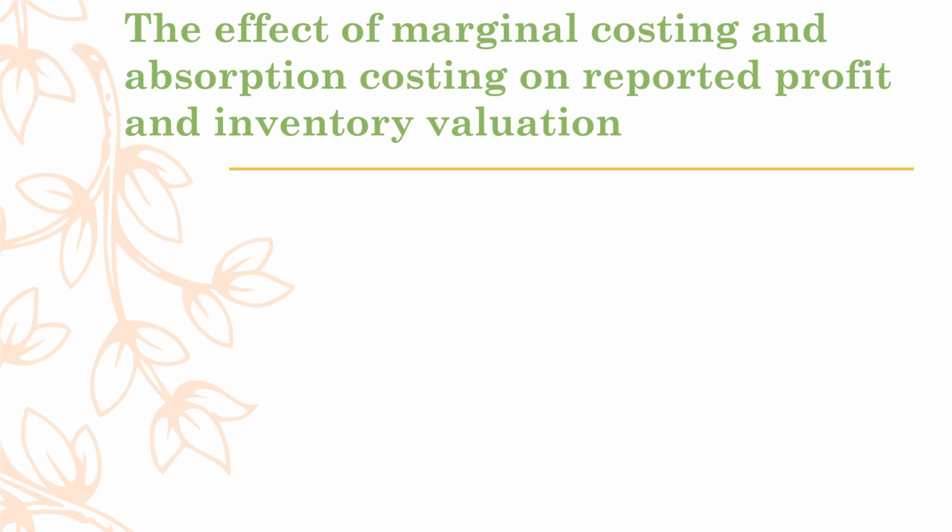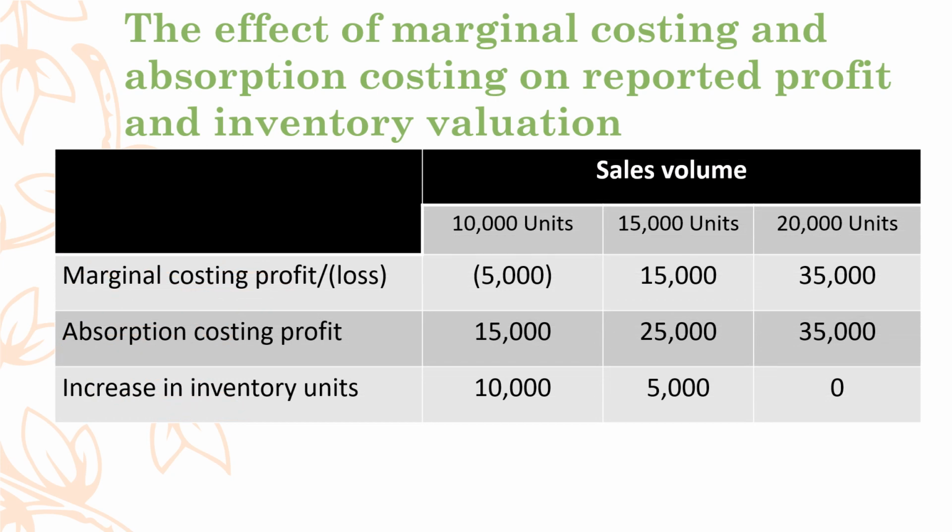So let's see the effect of marginal costing and absorption costing on reported profit and inventory valuation. You can see that when the inventory level decreases from 10,000 to 5,000, absorption costing will report the lower profit. And if the inventory level increases, the absorption costing will report a higher profit than the marginal costing. And if the opening and closing inventory volumes and the values are same, the marginal costing and absorption costing will report the same profit.